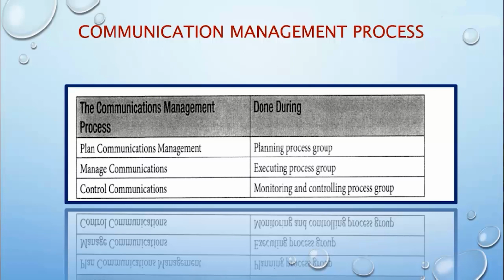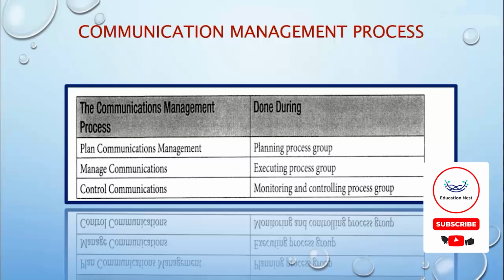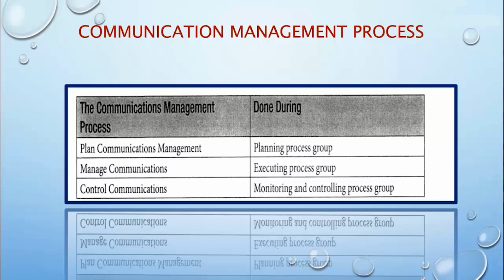Planning comes under the planning process group, managing comes under the executing process group, and controlling communications comes under the monitoring and controlling process group. As a project manager, it's very critical that we communicate properly. The PMBOK guide often suggests work to be done in a more structured way, right? Whenever you're talking to your team members, you have to do it effectively within the time you have been given. So everything boils down to communication management.